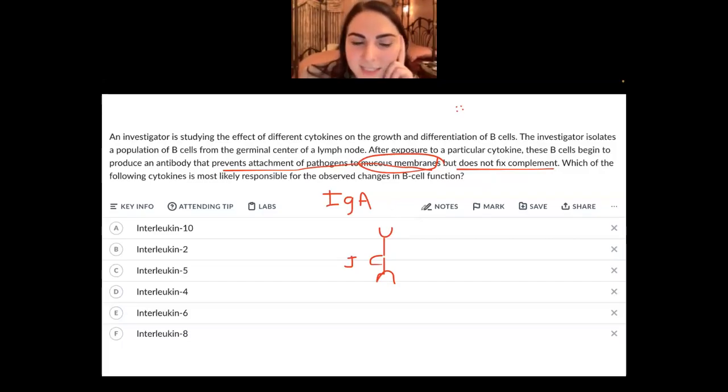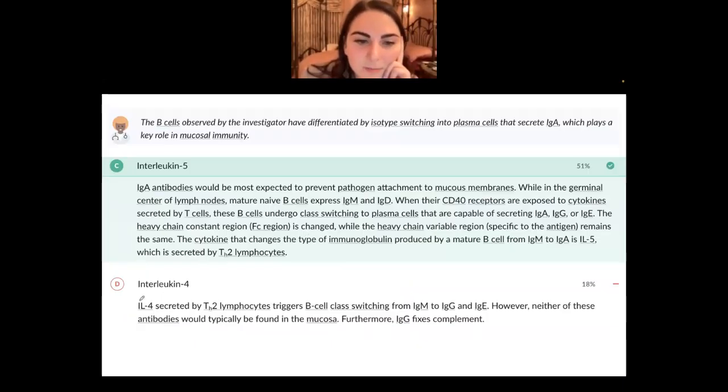So then, yes, hot T-bone steak. It's the A in steak, so this is IL-5. And then IL-4 is going to be for IgE and IgG.